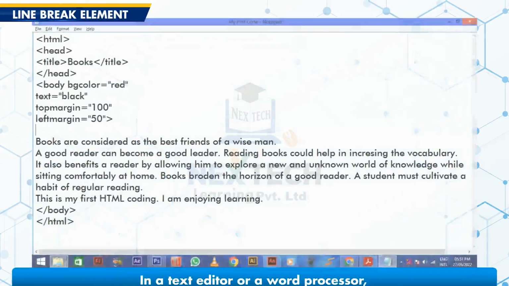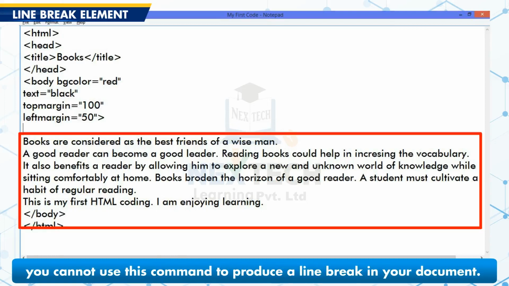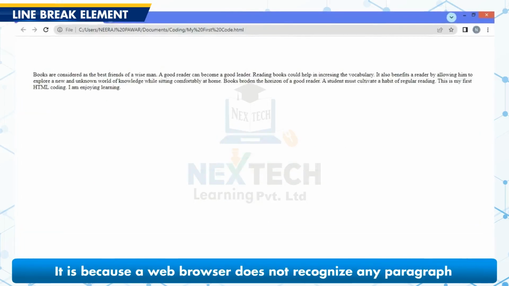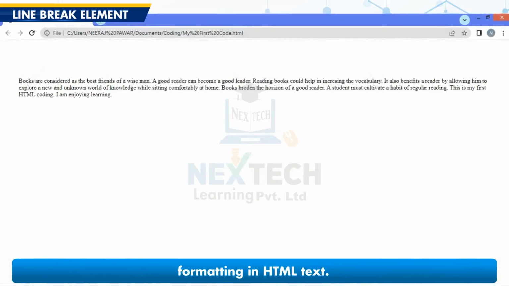Line break element. In a text editor or a word processor, when you wish to start the text from a new line, you simply press the Shift plus Enter key combination. This command adds a line break. But in HTML, you cannot use this command to produce a line break in your document. It is because a web browser does not recognize any paragraph formatting in HTML text.